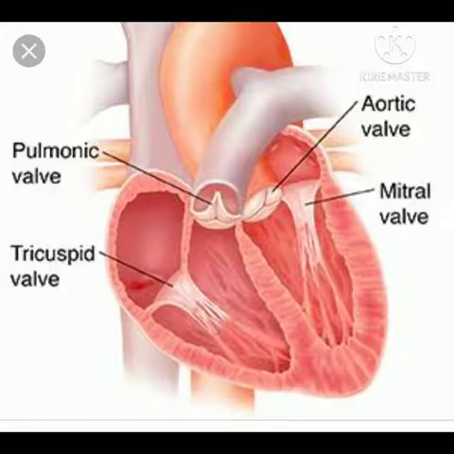Tricuspid valve is located between the right auricle and the right ventricle. Bicuspid or mitral valve is located between the left auricle and left ventricle. Pulmonary valve is located between the right ventricle and pulmonary artery. Aortic valve is located between the left ventricle and the aorta.